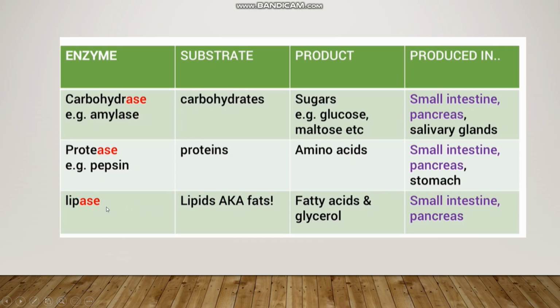And the enzyme lipase, which breaks down lipids, which is basically fat, into fatty acids and glycerol, and is produced in the small intestine and pancreas. So we can see here that all three are produced in the small intestine and the pancreas.